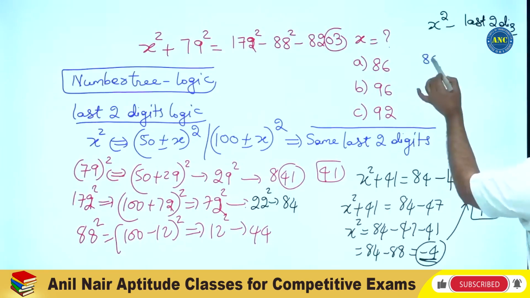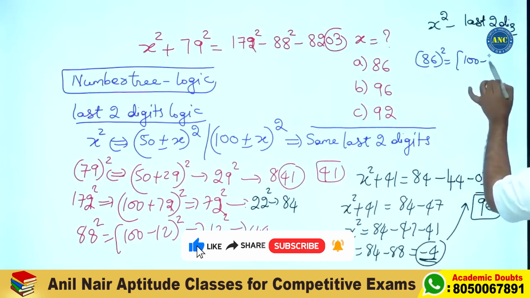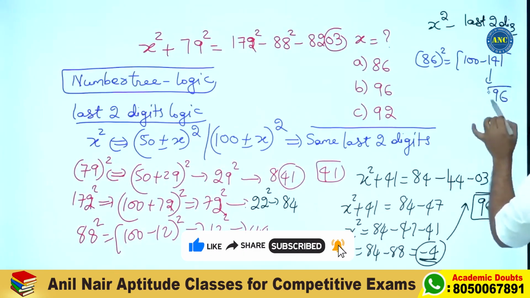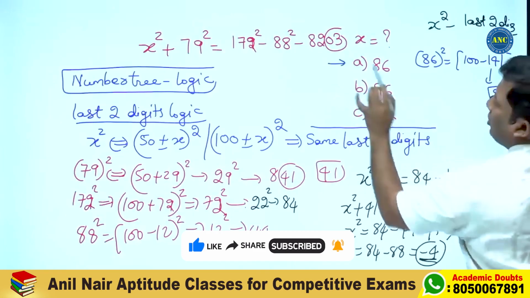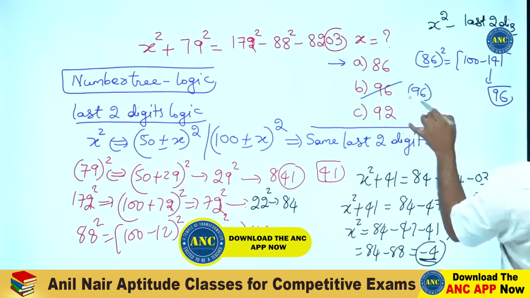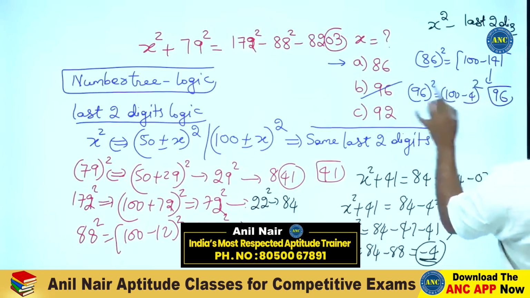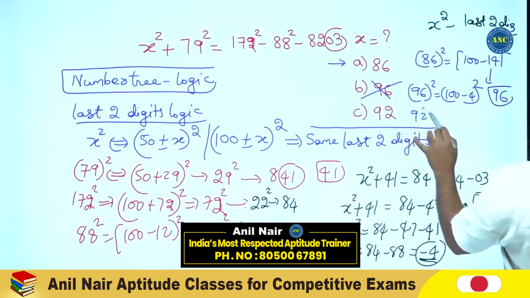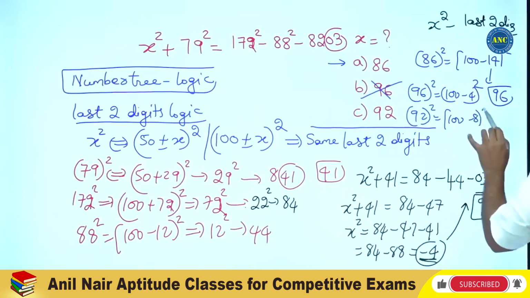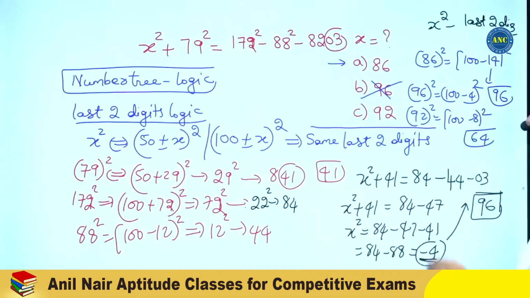Suppose 86 square. 86 square is 100 minus 14 square. 14 square is 196. Yes, the last two digits are matching, 96. 96 square is 100 minus 4 square. 4 square is 16. Not matching. 92 square is 100 minus 8 square. 8 square is 64. It is not matching. I hope it is clear.